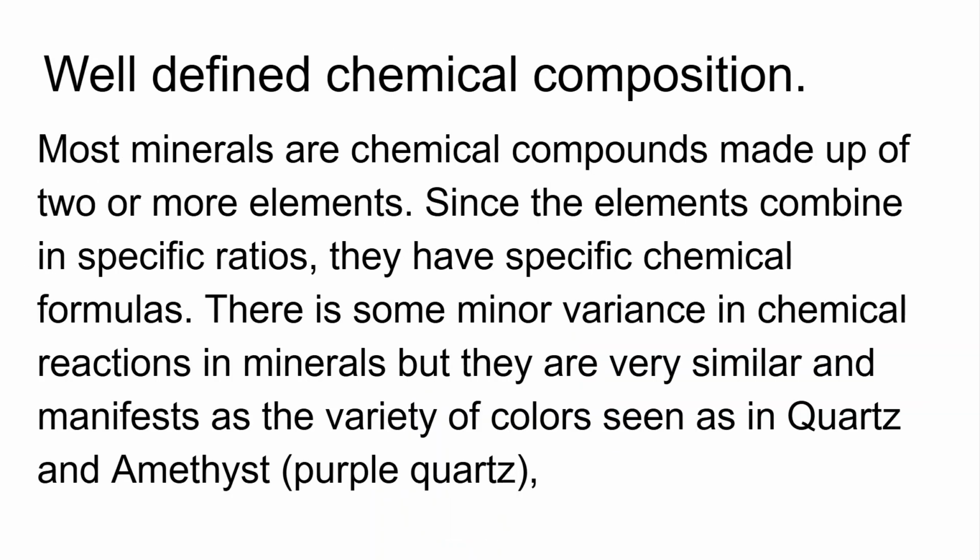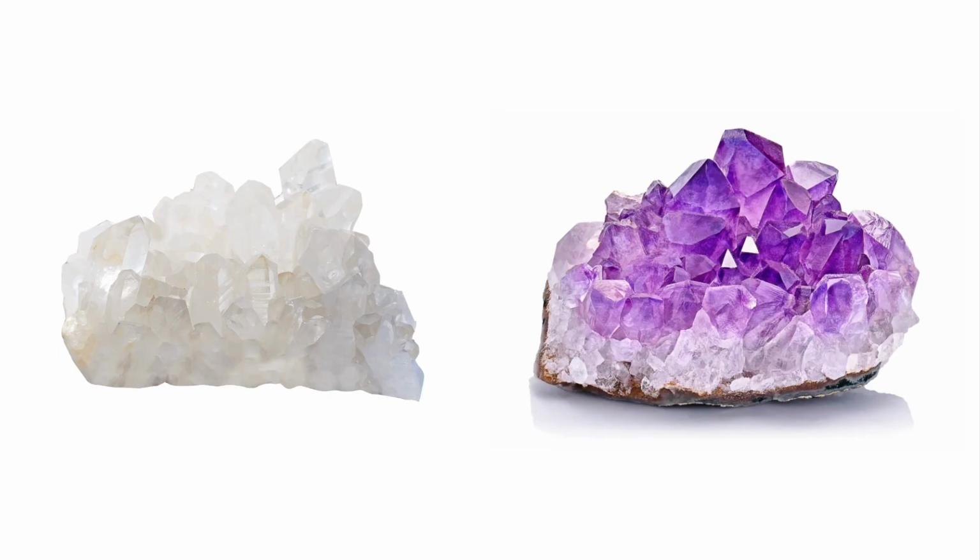And they have a well-defined chemical composition, so most minerals are chemical compounds made up of two or more elements. Since the elements combine in specific ratios, they have a specific chemical formula. There are some minor variants in the chemical makeup of minerals, but they're still really similar, and they just manifest as the variety of colors we see in things such as quartz, whereas you have clear quartz, which is white, or amethyst, which you can think of as just purple quartz. And there's a picture of each one, and I do like the amethyst. I think it's prettier, but your mileage may vary.